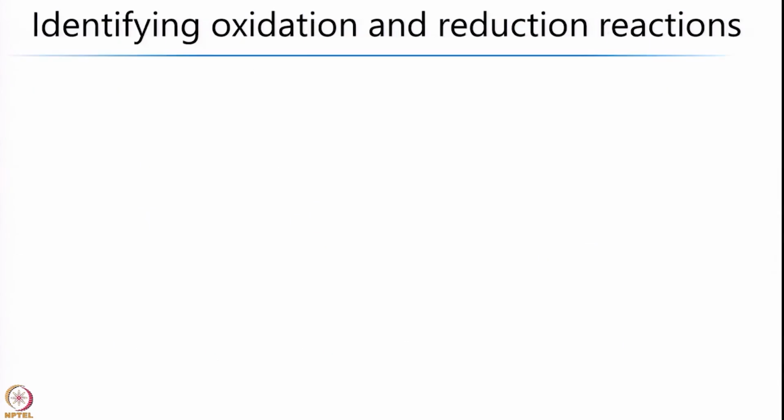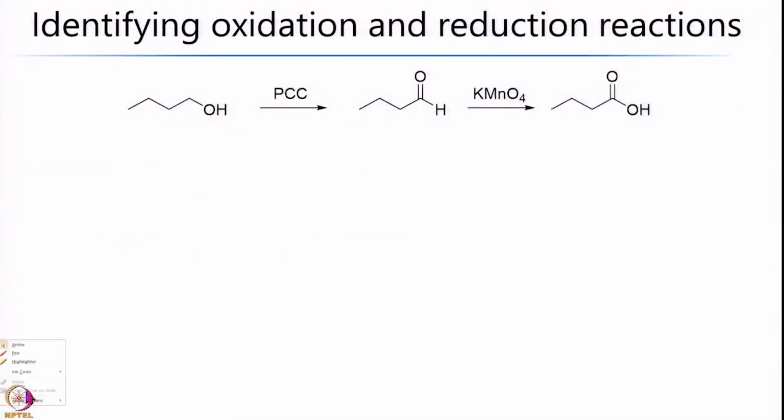So, now let us go ahead and take a few examples to see how this actually works. Here is a sequence of reactions shown in front of you, where we have an alcohol which gets converted into an aldehyde by using what is called PCC. PCC is nothing but pyridinium chlorochromate, a reagent which is used to selectively oxidize primary alcohols to the corresponding aldehydes. And then if you take that aldehyde and treat it with potassium permanganate or a chromate, you would get the corresponding carboxylic acid.